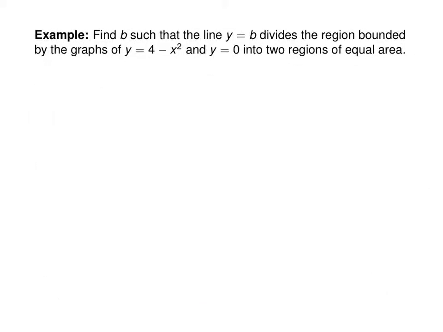And the last is a seemingly easy question. So let's first talk about what this question is asking. Find b such that the line y equals b divides the region bounded by the graphs of y equals 4 minus x squared and y equals 0 into two regions of equal area. So let's first sketch a picture of what we mean. So 4 minus x squared is a parabola shifted up 4.